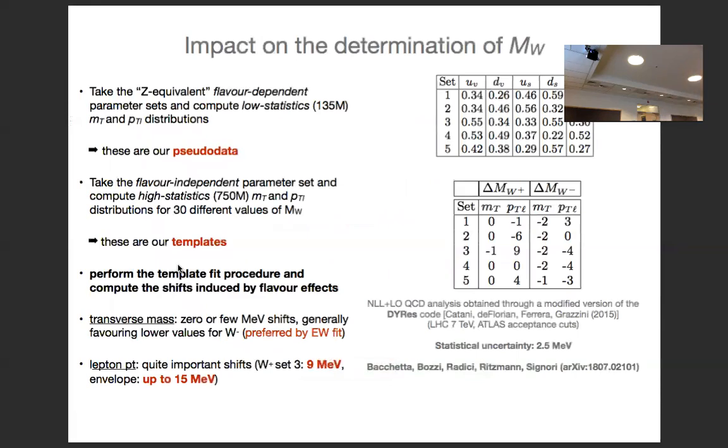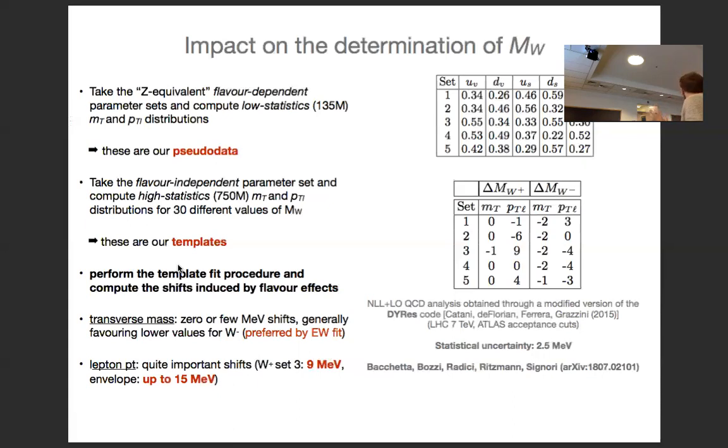Then we take these flavor dependent Z equivalent sets and treat them as our pseudo data. We take the flavor independent set and treat it as our template, and we perform the exercise from before, the chi-square fit between pseudo data and template. This is the result. Sorry, these are the sets and these are the results for the shift.